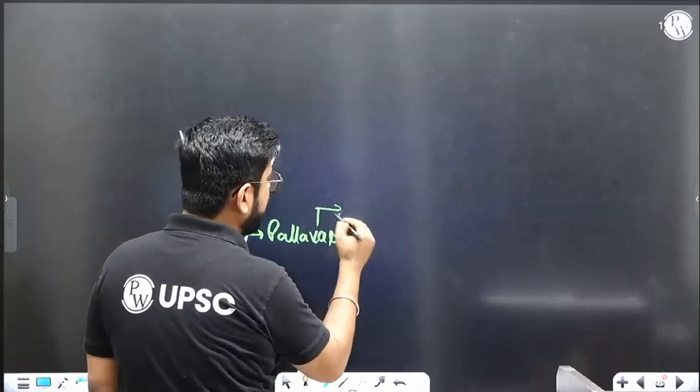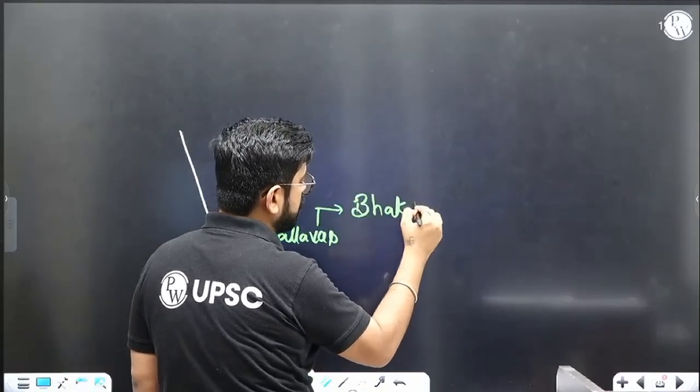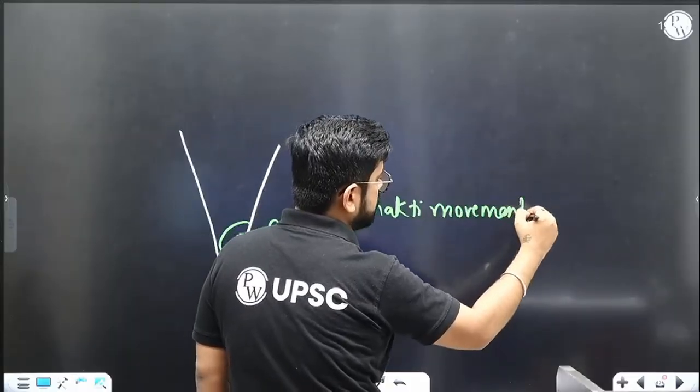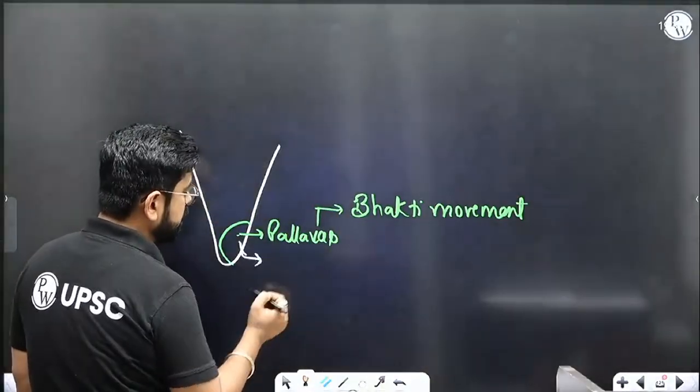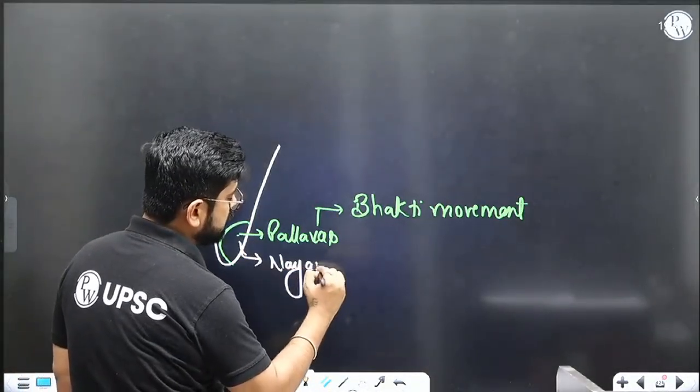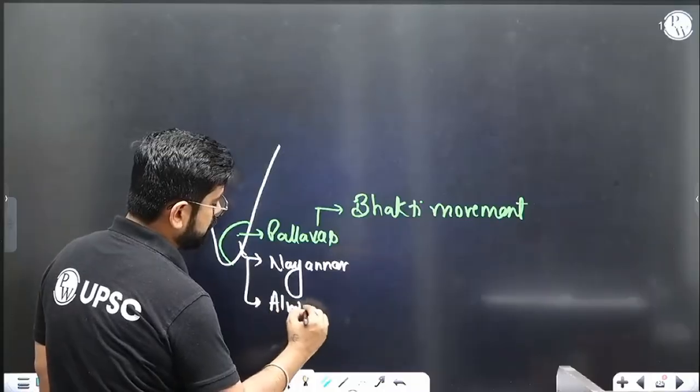Pallavas, from where we find there is a start of Bhakti literature, Bhakti movement. Right, this is the spot of start of Bhakti movement. Now we'll find in Pallavas there are 2 types of saints. One is Nayanars, others are Alvars.